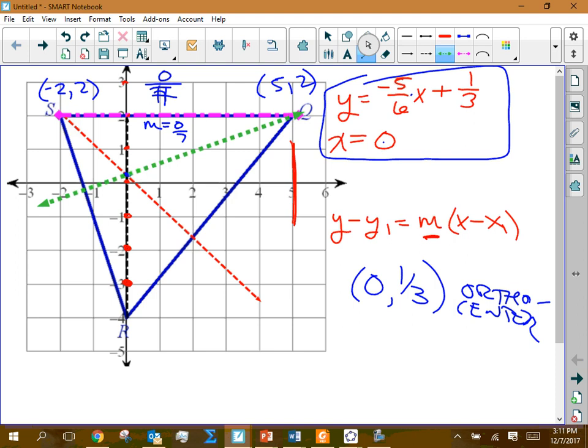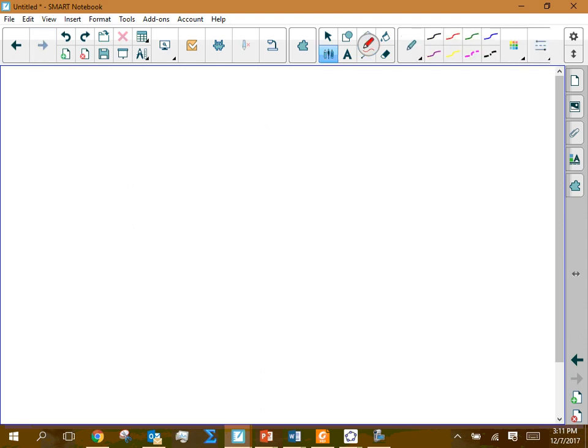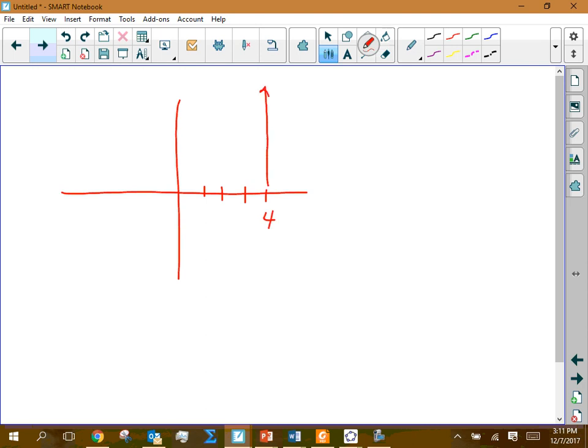What if I had, so like this here? Let's say if that's 4. That line would be, what would the equation of that red line be? X equals 4. Okay? Because every point on there has an x value of 4. What would that blue line be? Y equals 2. Because anywhere on that, the y value is always going to be 2.